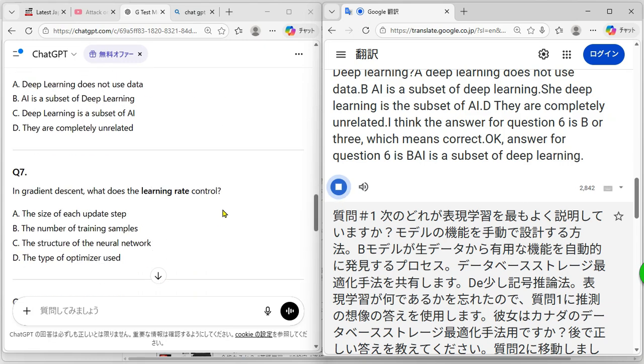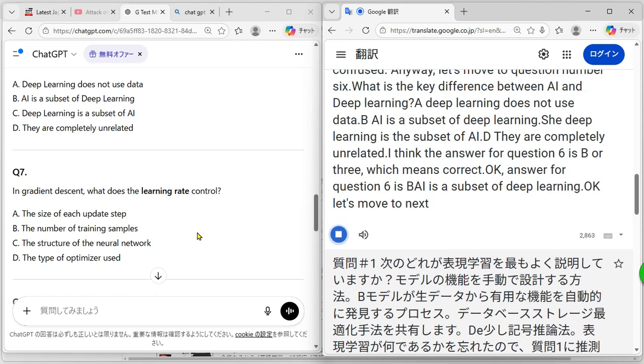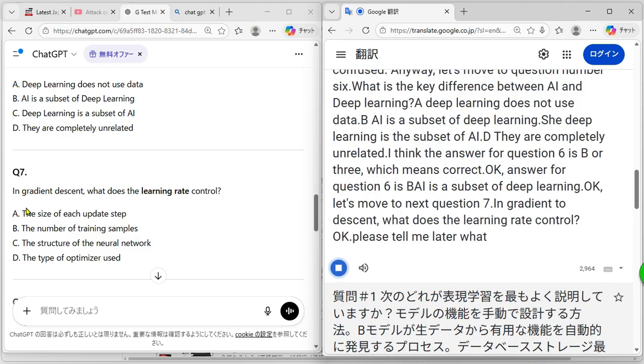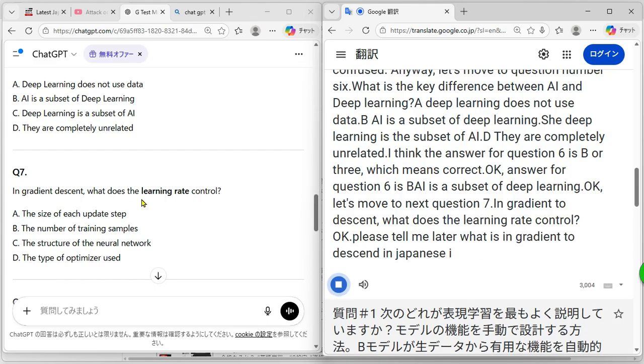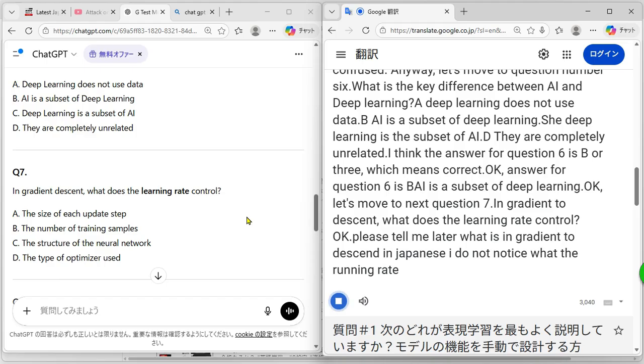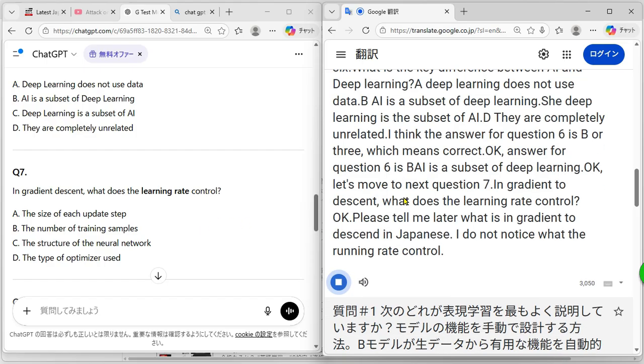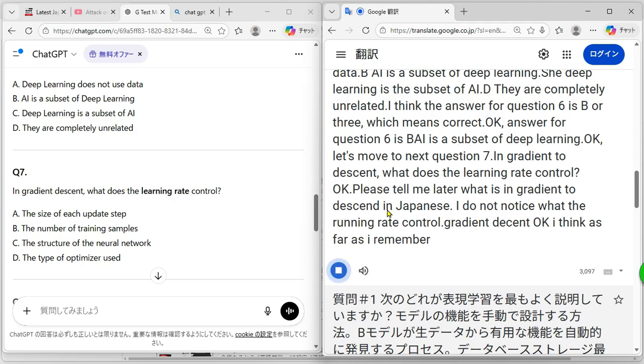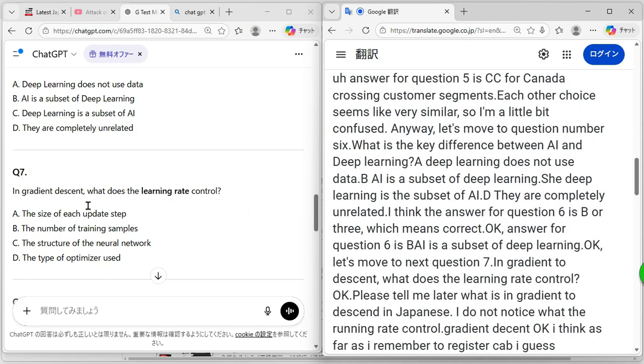Okay, let's move to next question 7. In gradient descent, what does a learning rate control? Okay, please tell me later what gradient descent is in Japanese, I don't know this. What does a learning rate control? Gradient descent, okay. I think as far as I remember, it is the curve, I guess.